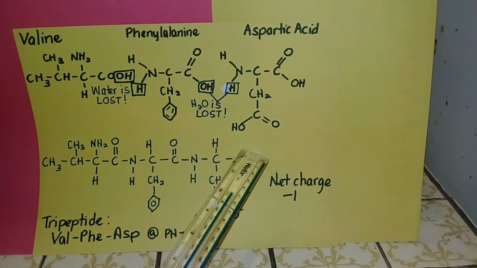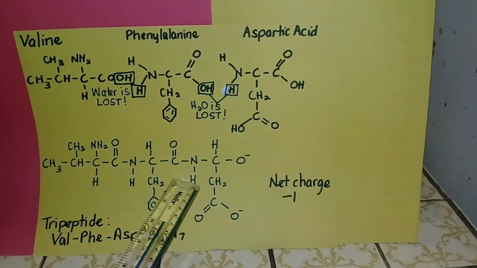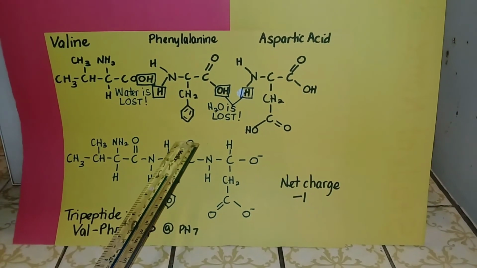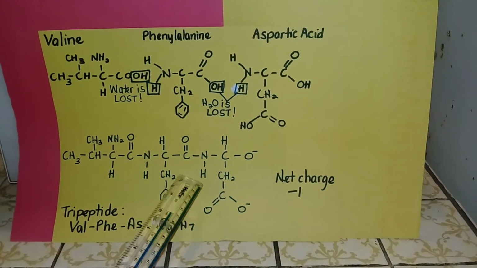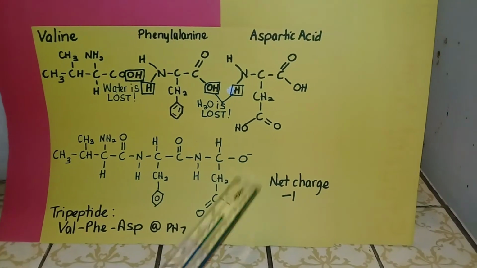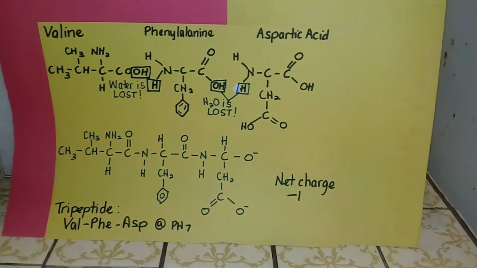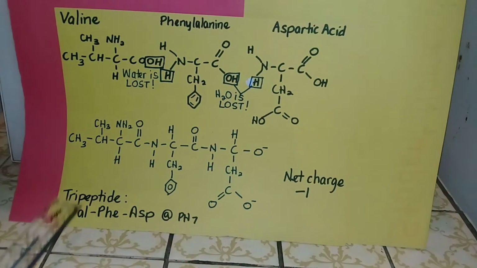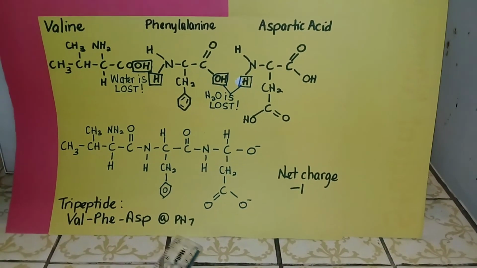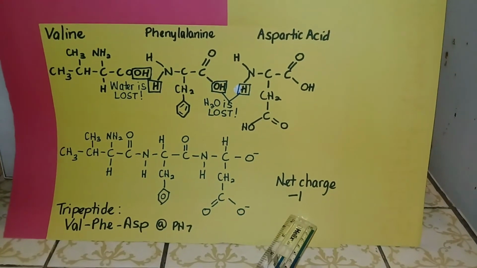And when water is lost, the structure remains the same, but we get a C double bonded to an oxygen here again, and on the opposite side we get an N bonded to a hydrogen. And then it ends up with being 0 negative charge. And this entire structure forms a tripeptide valine phenylalanine aspartic acid at pH 7. And the net charge of this structure is -1.